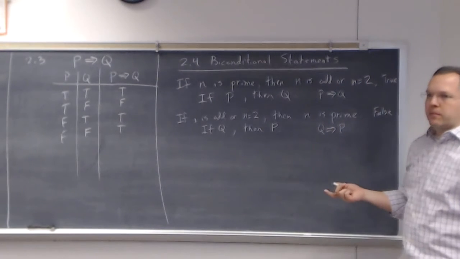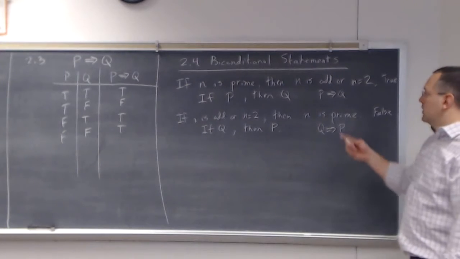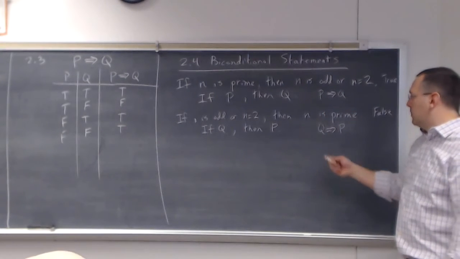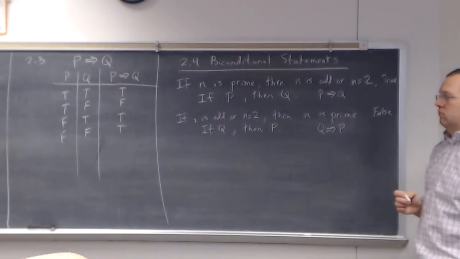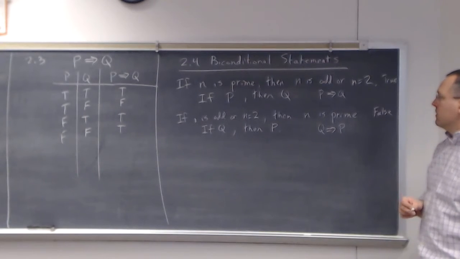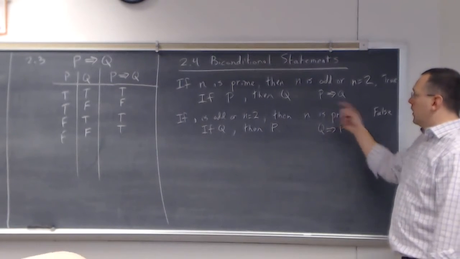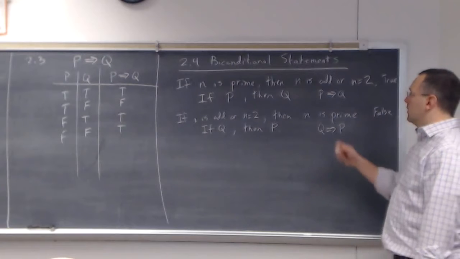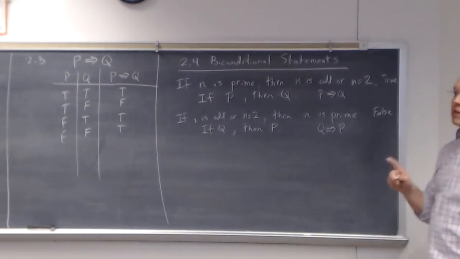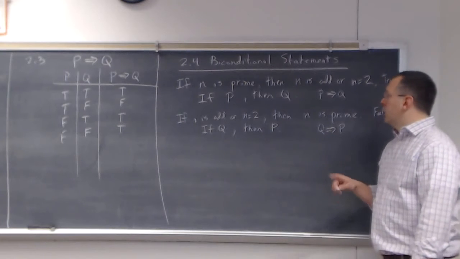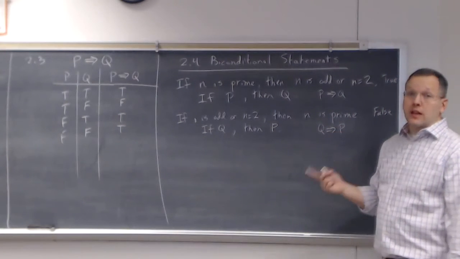So clearly they can't mean the same thing. P implies Q is not saying the same thing as saying Q implies P. These statements mean totally different things. So it's very important that you get your implications in the right direction. P implies Q is not the same as Q implies P. But there are some statements for which P implies Q and Q implies P are both true statements.